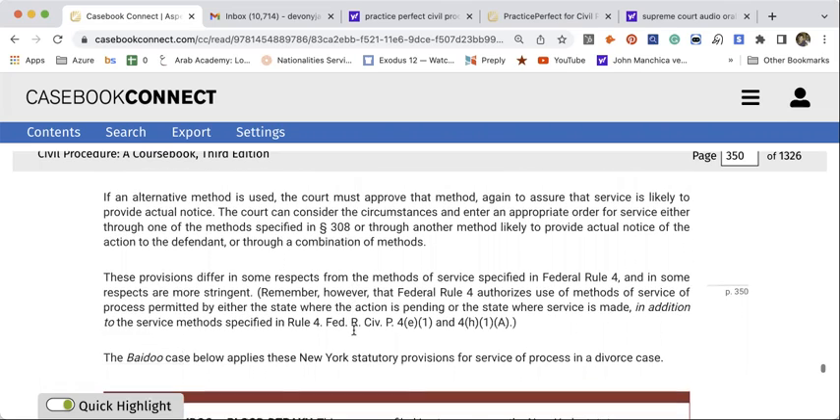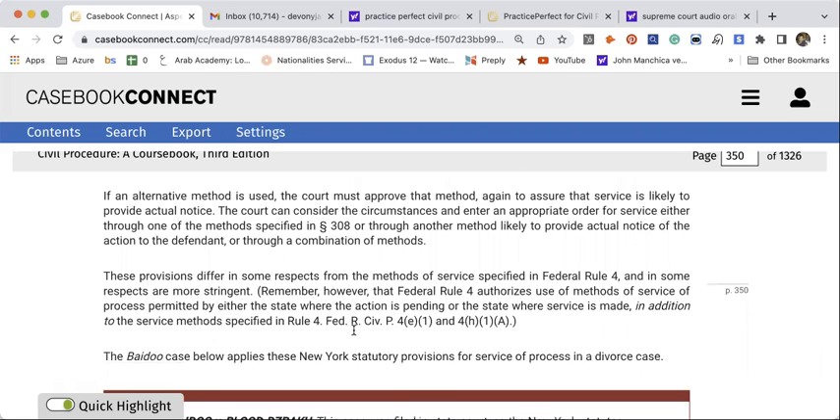If an alternative method is used, the court must approve this method, again to assure that service is likely to provide actual notice. The court can consider the circumstances and enter an appropriate order for service, either through one of the methods specified in section 308 or through another method likely to provide actual notice of the action to the defendant, or through a combination of methods.